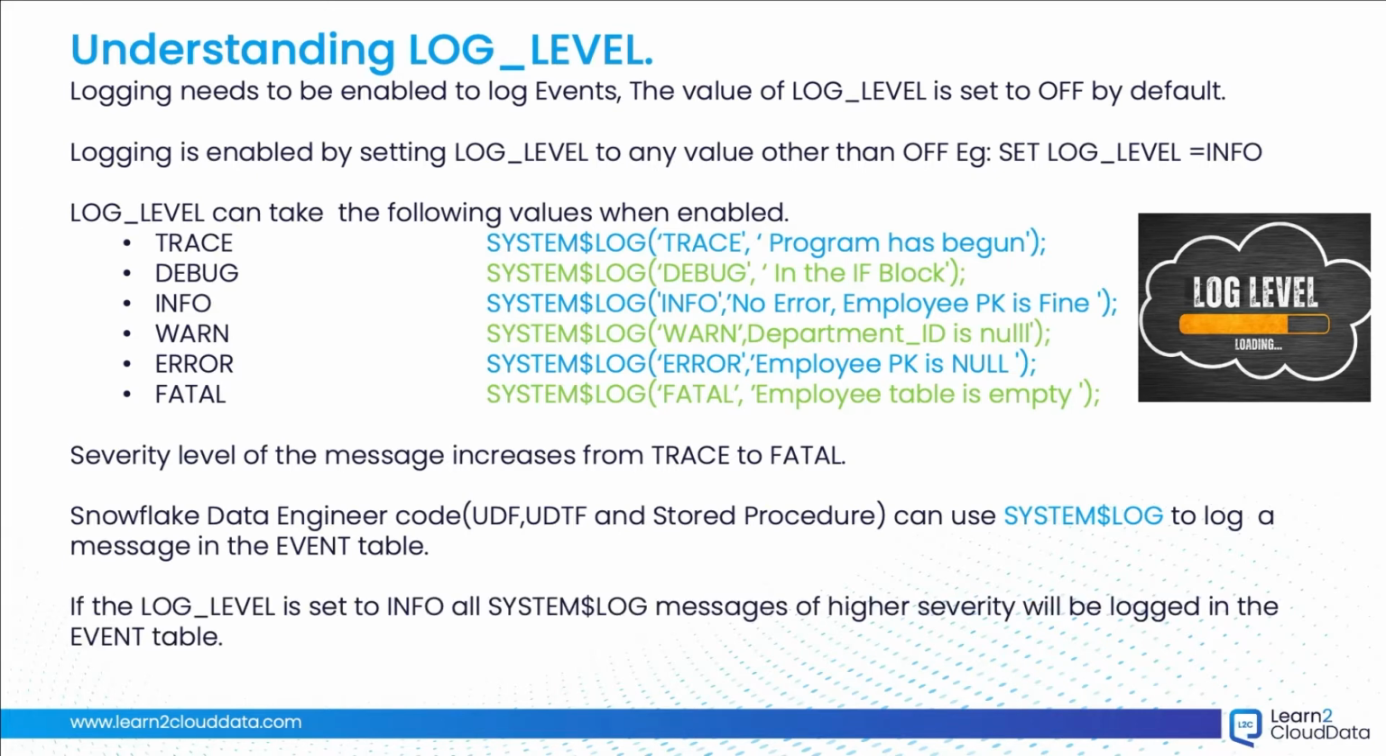If you set the log level to be equal to info, all log events that are less severe will not get logged to the events table, which in this case is trace and debug. So only those events that are equal to or more severe than the log level set will be logged into the events table, which in this case would be warn, error, and fatal, in addition to, of course, info.